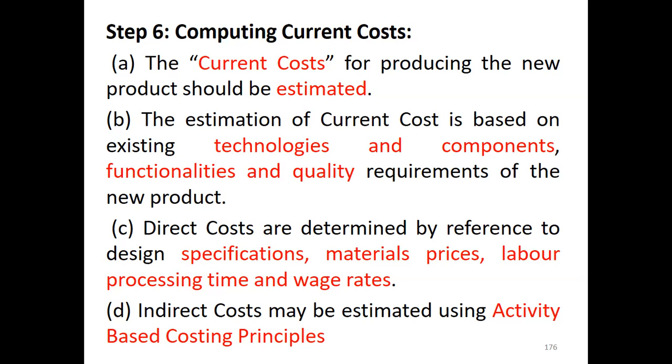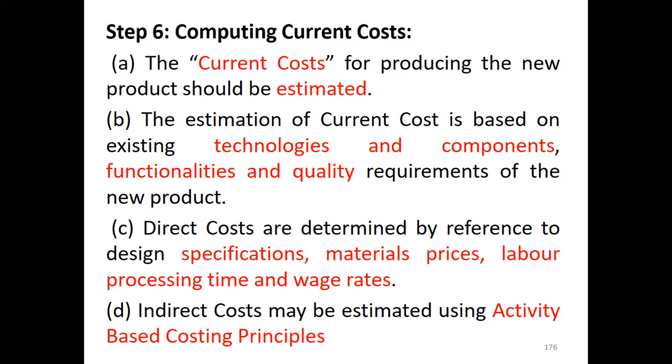The estimation of current cost is based on the existing technologies, existing components, existing functions, and existing quality requirements of the new product. On the basis of these things, we will estimate the current cost of the product. Now see, the direct costs are determined by reference to the design specification, material prices, labor, processing time, and wage rate.